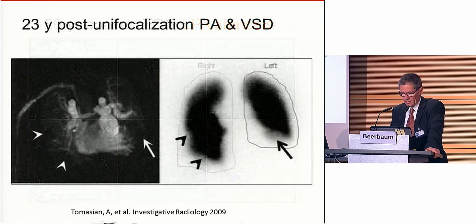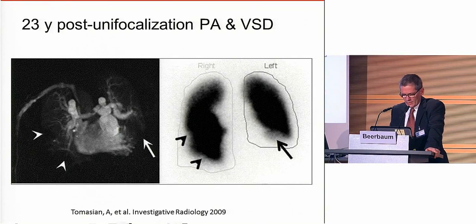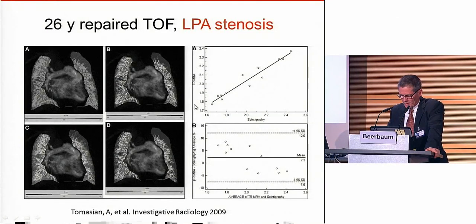And you should be able to quantify that. And that's a patient after unifocalization with collaterals. And you can see here a comparison of MRI 3D time-resolved with scintigraphy, that there's very nice correlation between the two methods in terms of peripheral pulmonary artery perfusion.